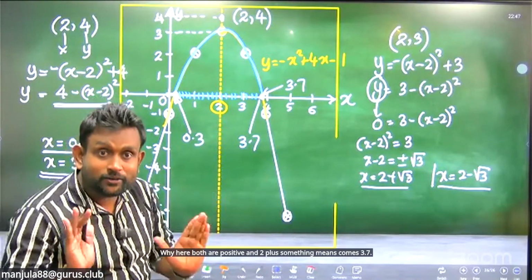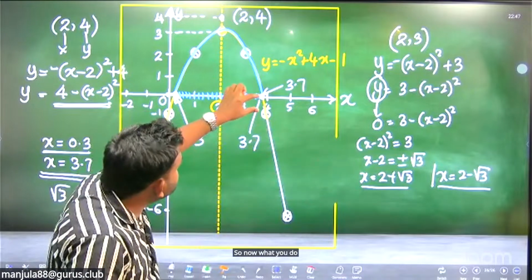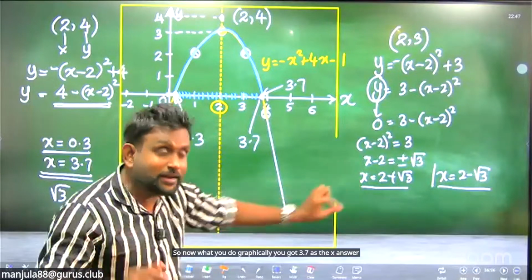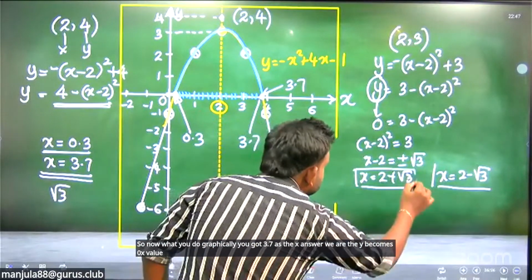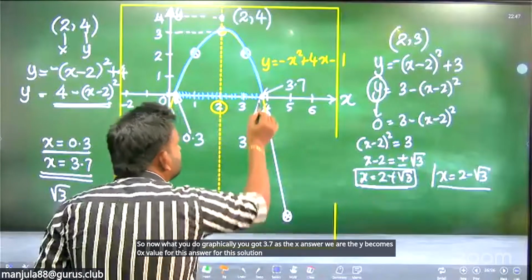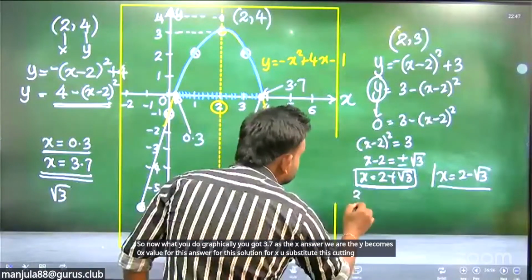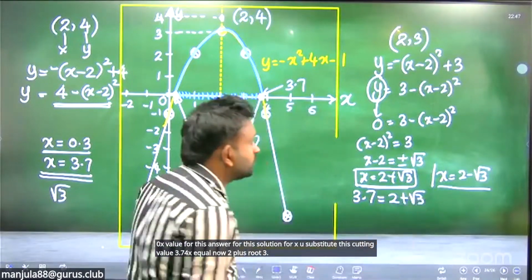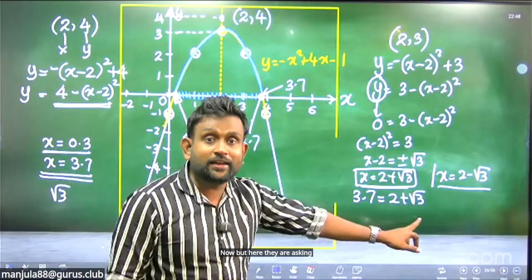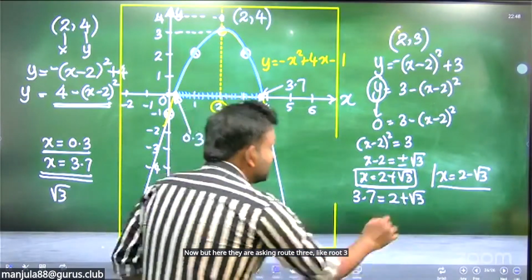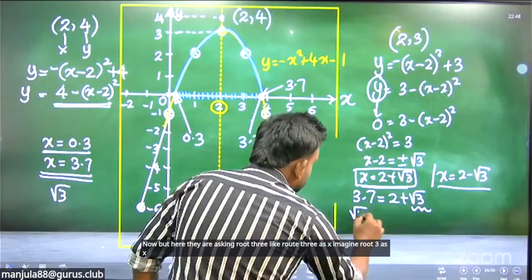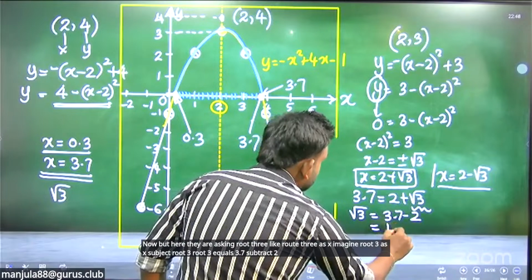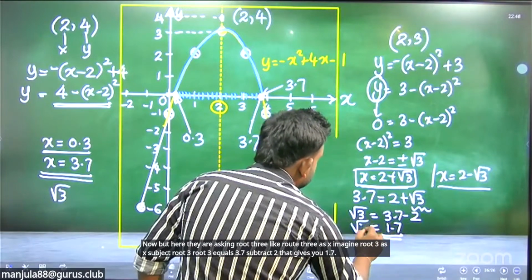Graphically you got 3.7 as the x answer, where y becomes 0. For this solution, substitute the cutting value 3.7 for x in x equals 2 plus root 3. They are asking for root 3, so imagine root 3 as the subject. Root 3 equals 3.7 subtract 2. That gives you 1.7. So root 3 equals 1.7.